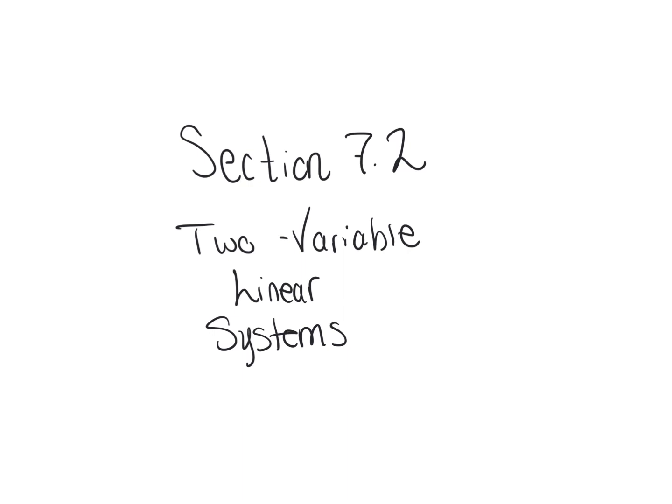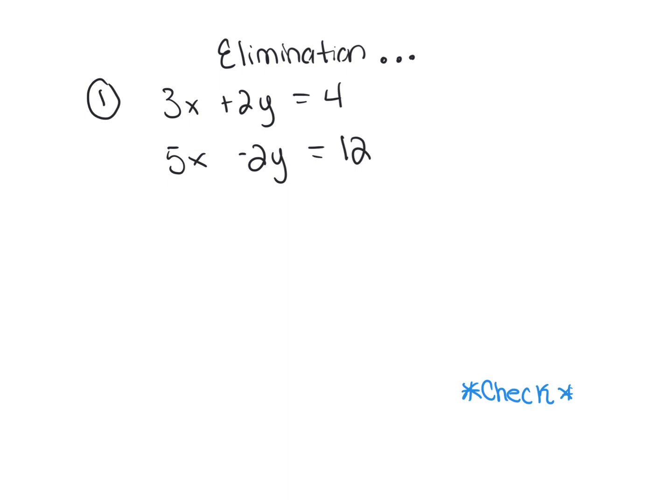So back in Algebra 1 and in Algebra 2, we solved two variable linear systems. And we used lots of different ways to do that. One of those ways was elimination. So if you're doing elimination, you're going to combine by adding or subtracting the two equations together to eliminate, like the name says, a variable.